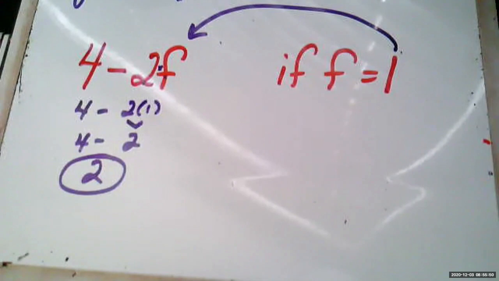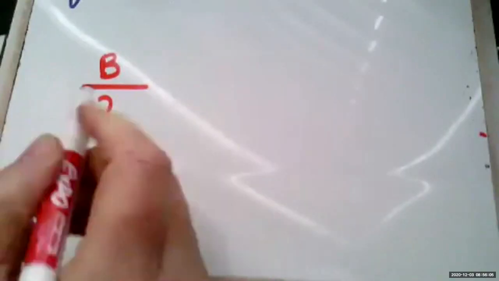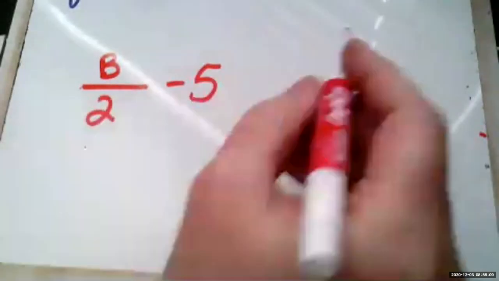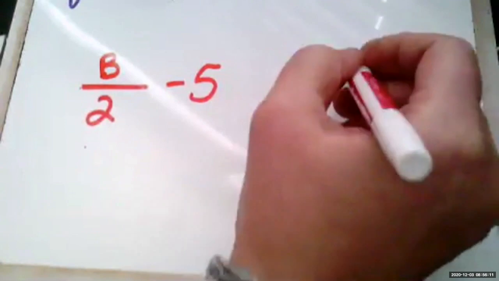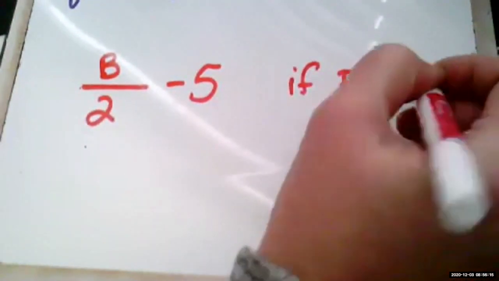All right, last one, just to see if I can stump anybody. You guys are really doing well on this one, and I'm very proud. B for brag, over 2, minus 5. I'm doing the over on purpose to see if you remember what this line means. If B for brag equals 14.